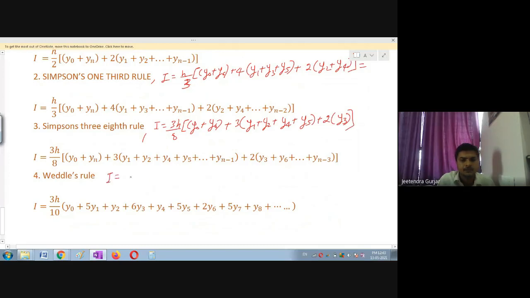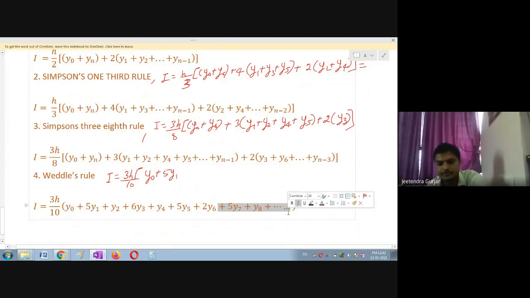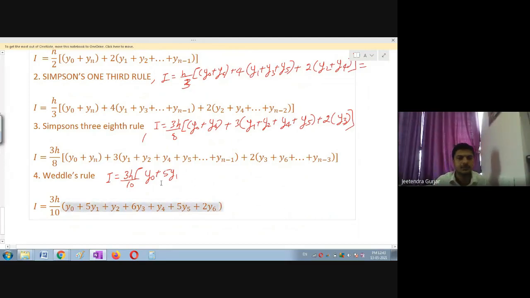Then Weddle's rule I will write here. This is I equal to 3h upon 10 times y0 plus 5y1 till y6. It means I will be writing till here only. Okay, students, please do this. The remaining part I will leave to you, to do all these calculations.